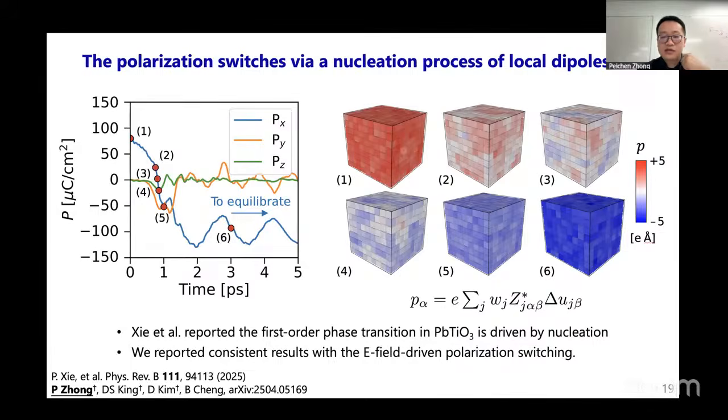At stage one, every vertex represents that the unit cell is positively polarized. Once the electric field is turned on, you can see some domains first nucleate, and then they grow and coalesce, and finally form the uniform negatively polarized domain. So this is consistent with the recent simulation observation from the Princeton team. They show that the first order phase transition in lead titanate is also driven by nucleation.